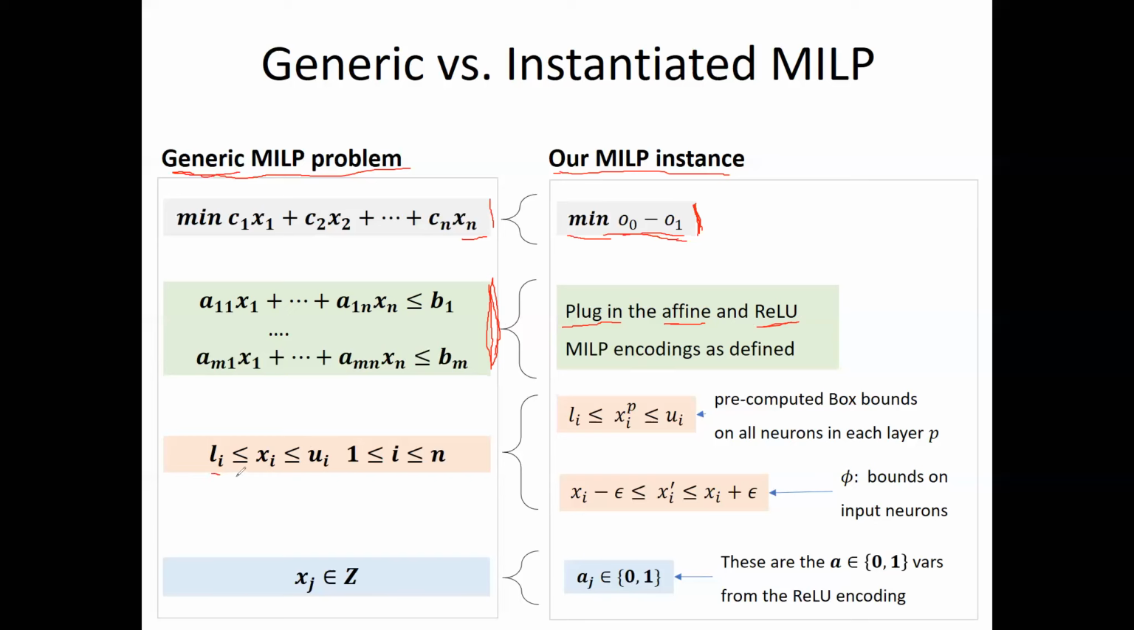Over here, these are some additional lower and upper bound restrictions on the xi variables. In our case, we are going to have a couple of such restrictions. One is the restrictions that we get from running the box analysis, using box to compute the lower and upper bounds for every neuron, and we just stick it in here. At every layer, we take all the neurons xi, and for every neuron xi, we just put the lower and upper bound.